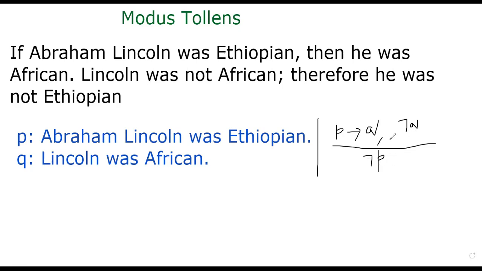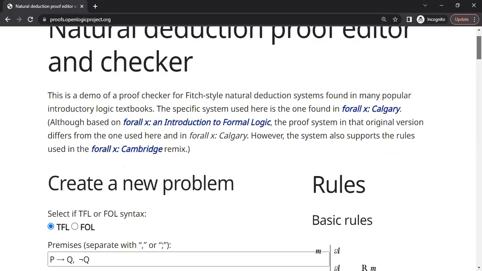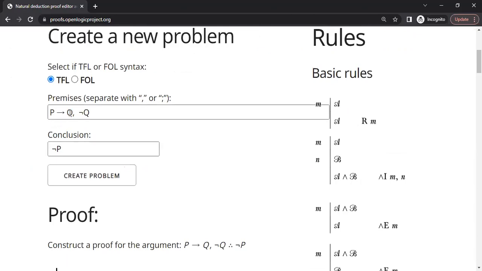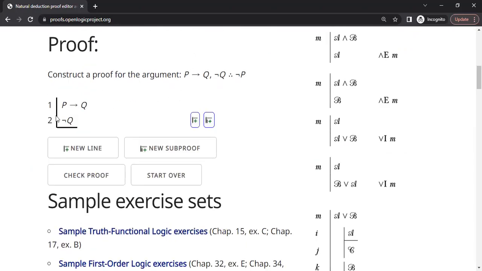Okay, that makes sense. How do we prove this? I'll show you how to prove this using the proof tool. I have created the problem. P implies Q, not Q. The conclusion is not P. Okay, let's try to prove this now. We have the premise P implies Q. That's the first premise. The second premise is not Q.